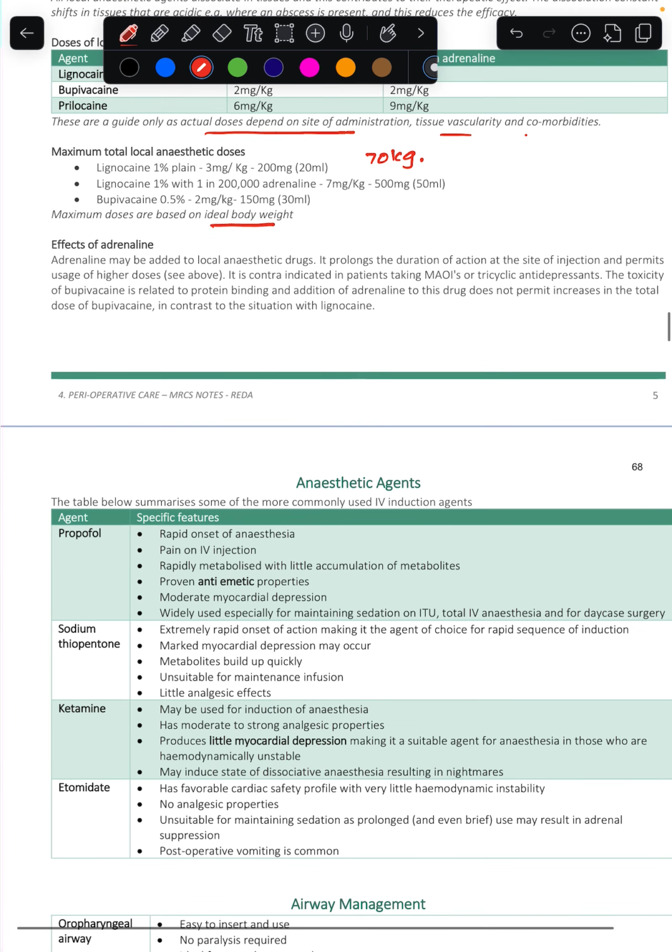Now the effect of adrenaline added to the local anesthetic: adrenaline prolongs the duration of action at the site and permits the use of higher doses. It is contraindicated in patients on MAO inhibitors and tricyclic antidepressants. The toxicity is related to protein binding.